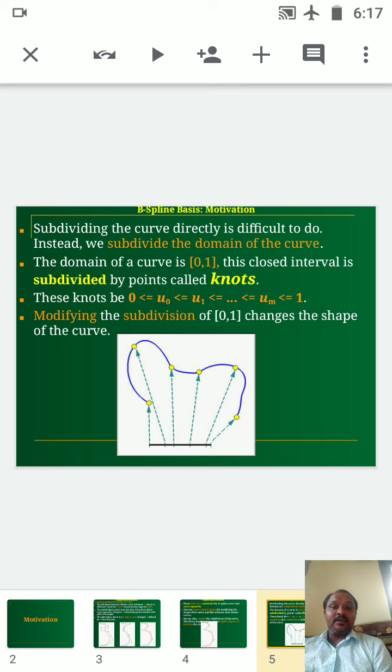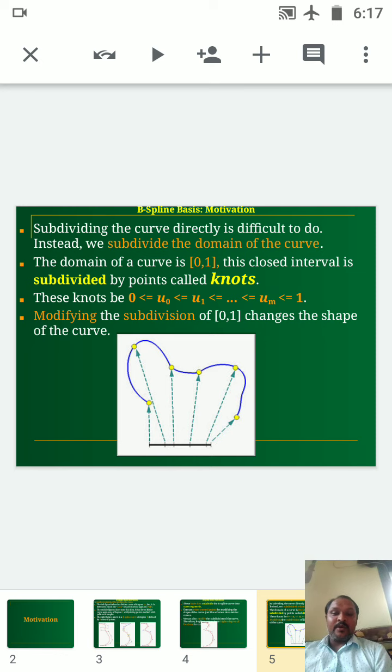but subdividing the domain of the curve. Domain is nothing but the entire thing. We are subdividing the entire domain into a small number of parts, then we are adding the control points here. So as shown in the figure, the domain of the curve is 0 to 1. This closed interval's subdivided points are called the nodes. These subdivided control points are called the nodes. Here, as shown in the figure below, the line marks the nodes.